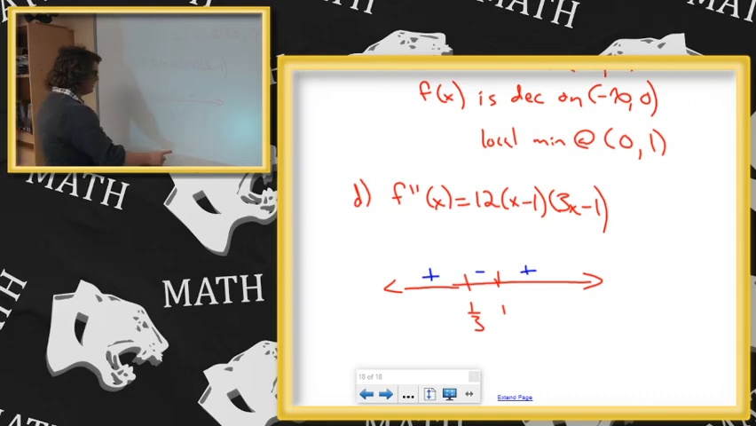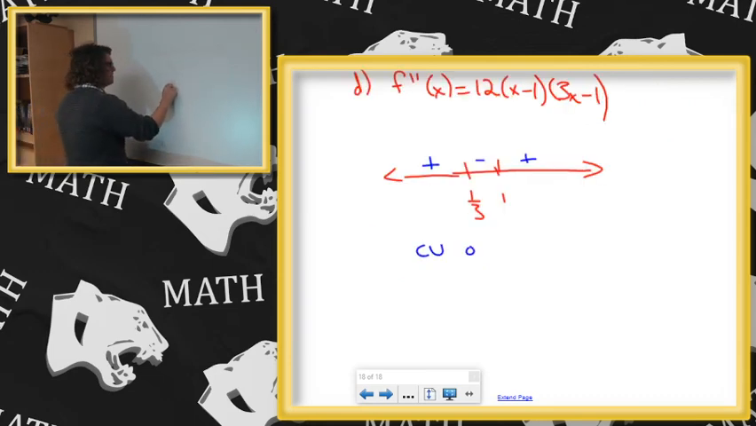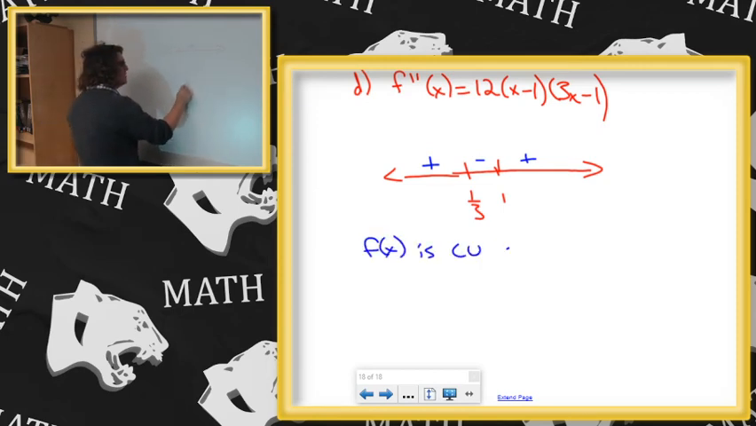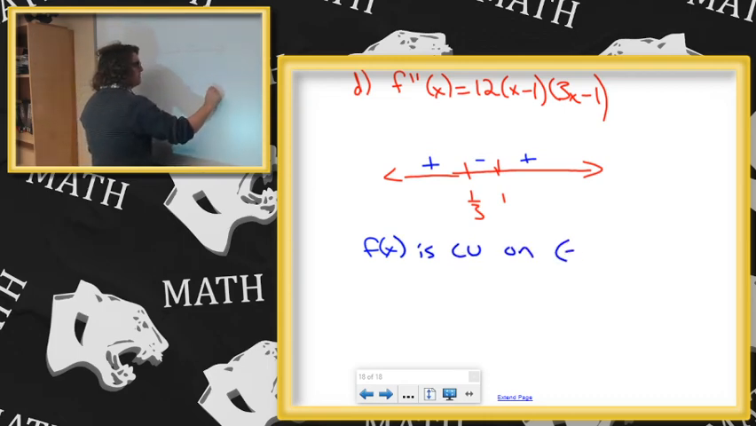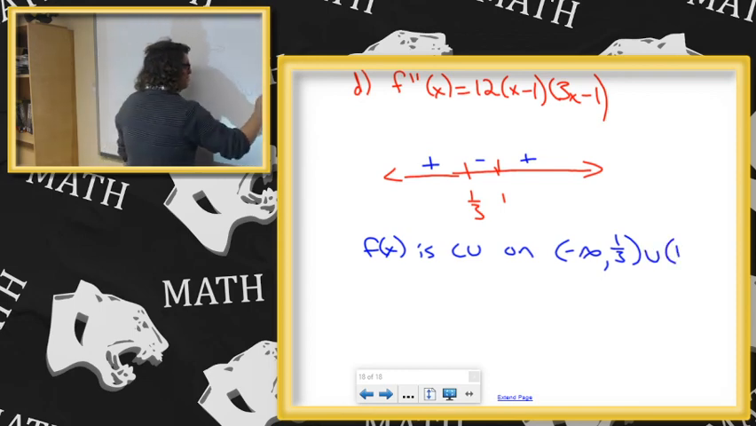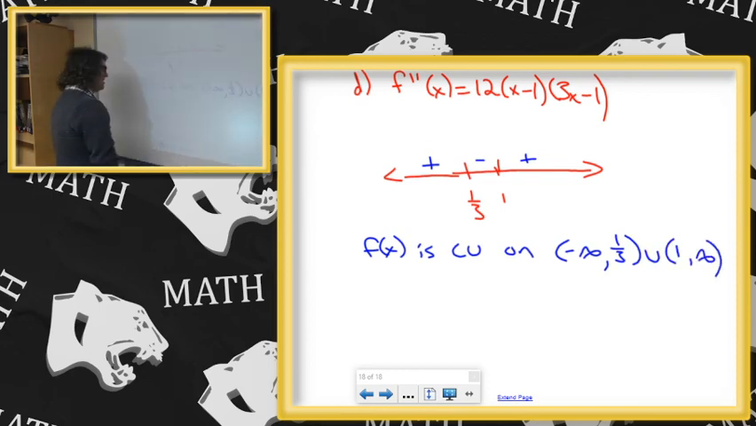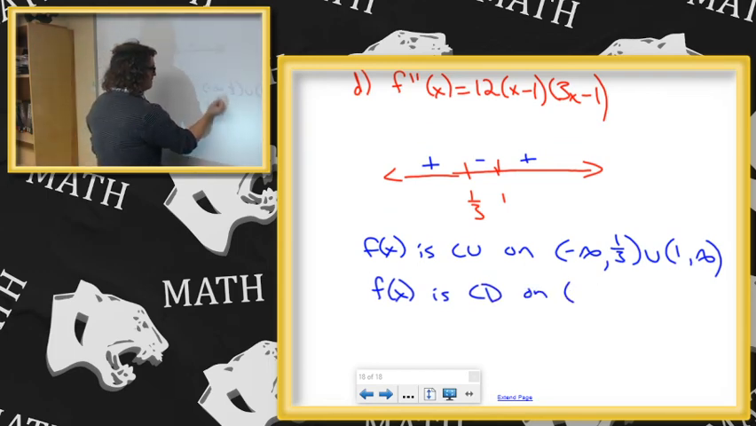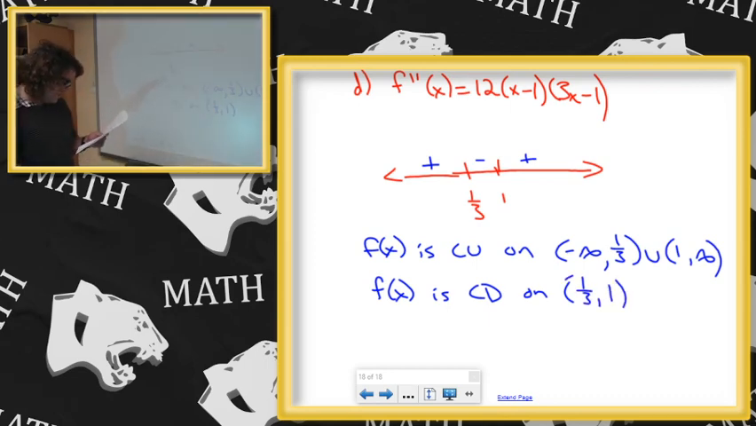So it's concave up, f of x, I should be careful here, f of x is concave up on negative infinity to 1/3, as well as 1 to infinity, and then f of x is concave down on 1/3 to 1. All right. Again, that's the end of that one.